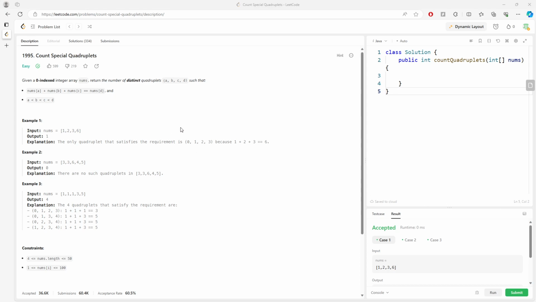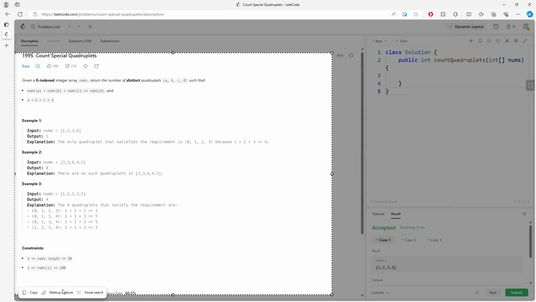So let's talk about the count special quadruplets problem. Given an integer array, you want to satisfy this constraint: nums[a] plus nums[b] plus nums[c] equals nums[d], where a is less than b less than c less than d for the indices.